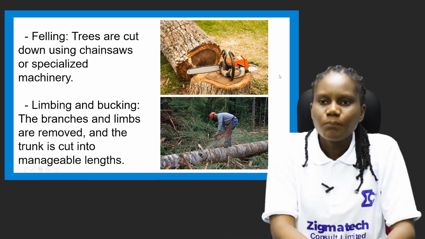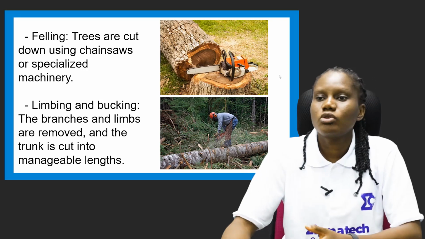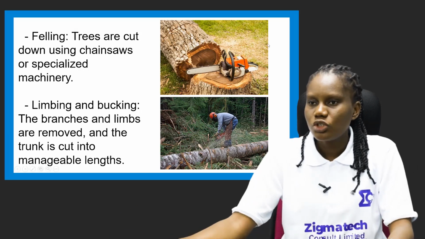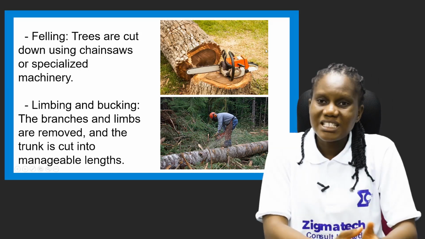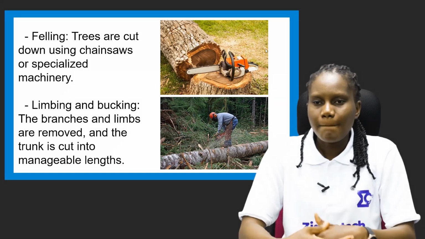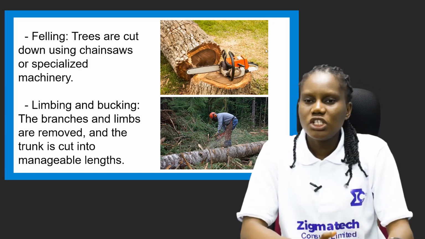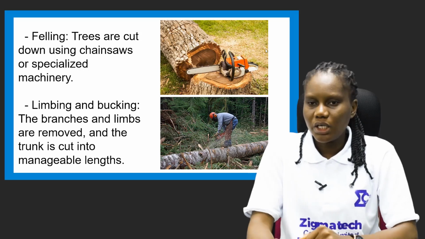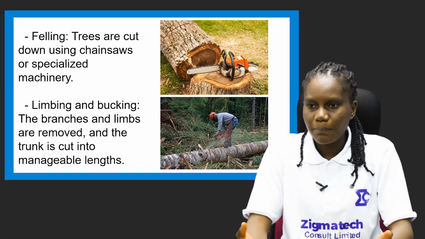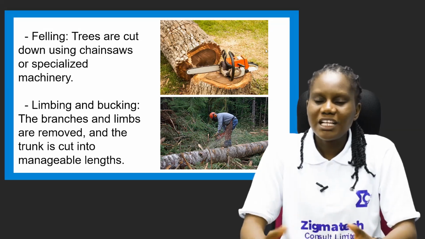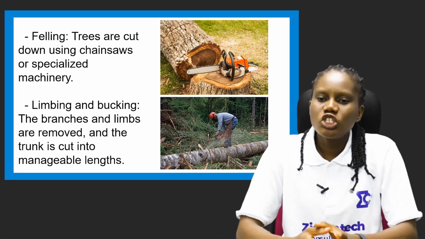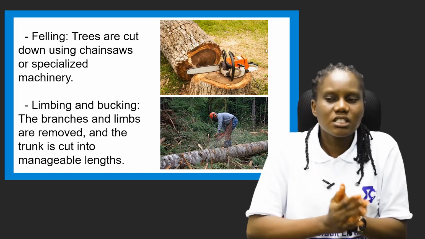When you have selected your tree, then trees are cut down using a chainsaw. You can see the picture above. You can see a tree that has been felled already, and you can see the chainsaw. So trees are felled, or cut down, using chainsaws or specialized machinery. And number three under logging is limbing and bucking. After you fell the trees, they have some branches on them, so you limb them, that is, cut them out. The branches and limbs are removed, and the trunk is cut into manageable lengths that can be transported. That is the next thing we're going to go to.